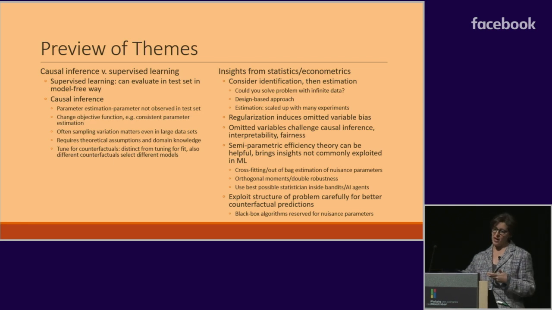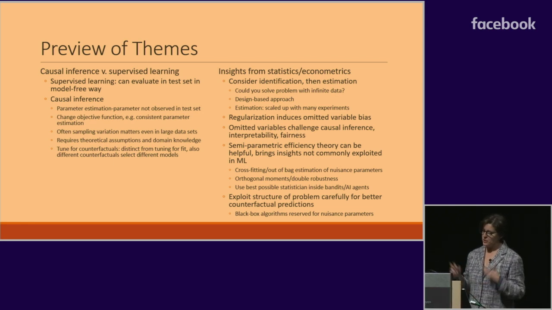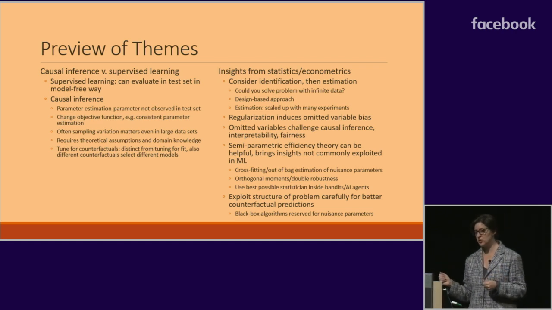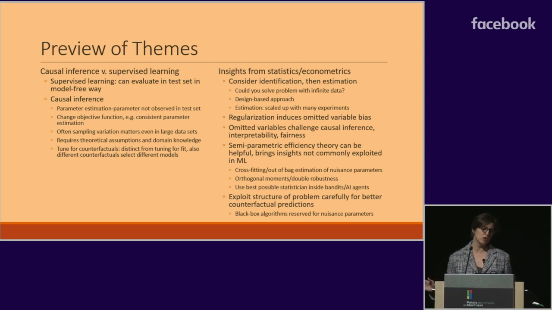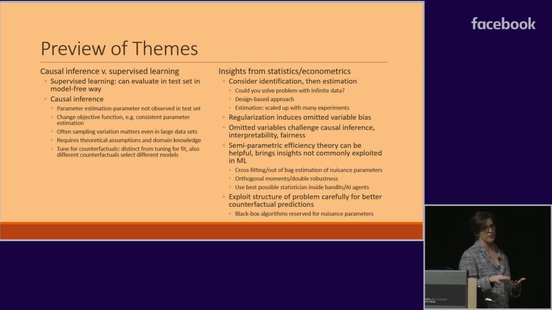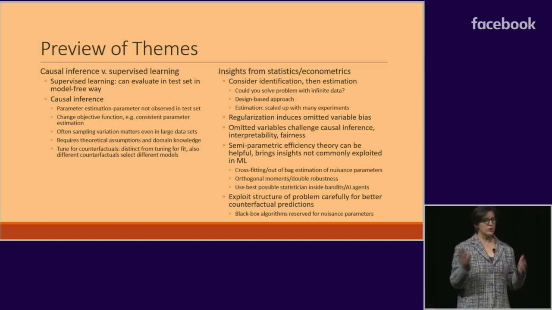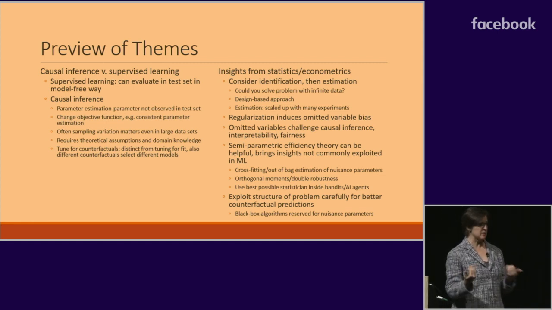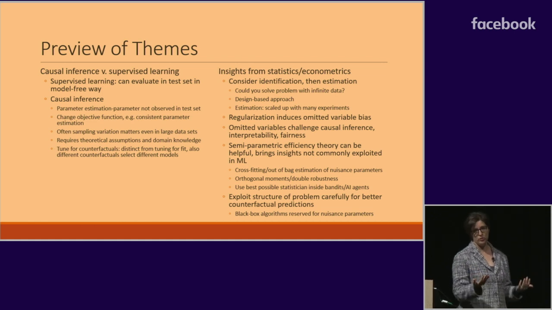Another thing, and this I'll have to flesh out in my more technical part, is that semi-parametric efficiency theory, which is a big literature in statistics and econometrics, can actually be very helpful. And so we've been able to improve on the best known regret bounds for machine learning by bringing in the insights from semi-parametric efficiency theory and changing machine learning algorithms. And there's things we do called cross-fitting and orthogonalization, which basically make your models more robust to mistakes that you make in estimating what we call nuisance parameters.